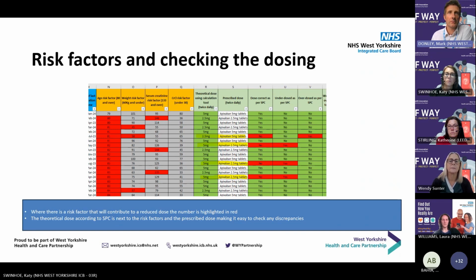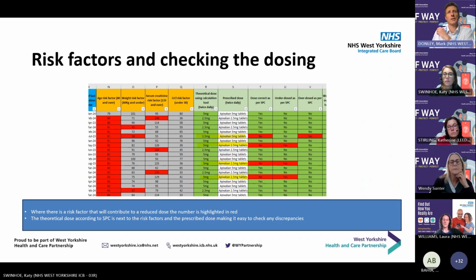Whereas if we go down to line 6, we've got a patient who is 81, 58 kilograms. So again, 2 risk factors. The calculated dose is 2.5 milligrams. However, the patient is actually getting prescribed 5 milligrams. So therefore the dose is incorrect. So it just shows how you can easily see what the doses should be and where the doses are incorrect. And then each column has a filter on it.